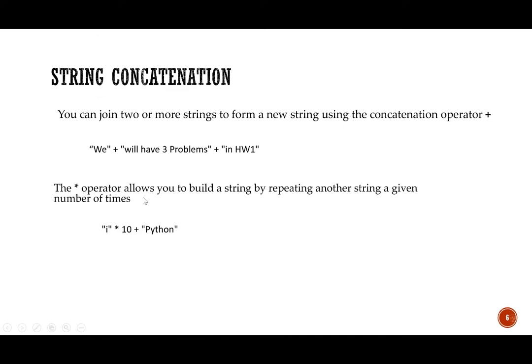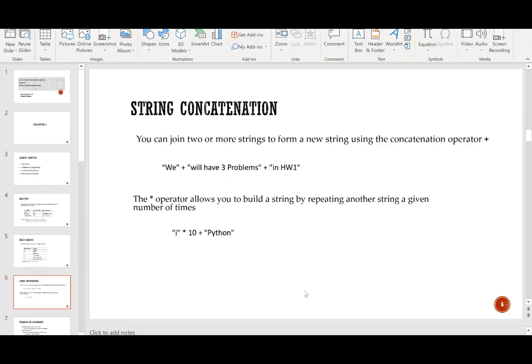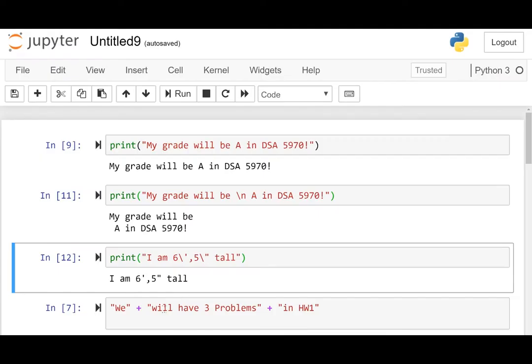We can join two or more strings to form a new string. It's called string concatenation, and we use the addition sign or the plus sign. So in this example, you will see the first string in quotation marks, we plus another quotation mark will have 3 problems plus another quotation mark in homework 1. And if you run this, you will see one sentence.